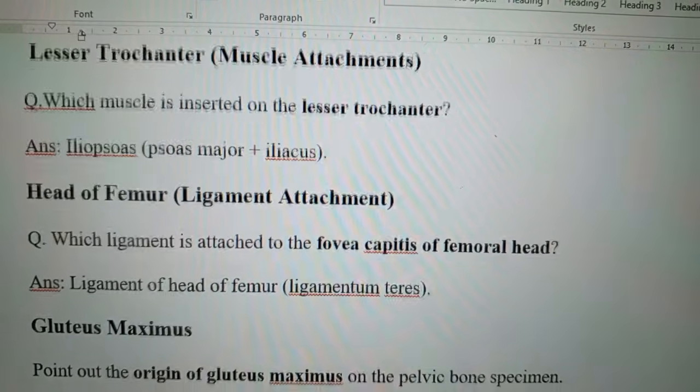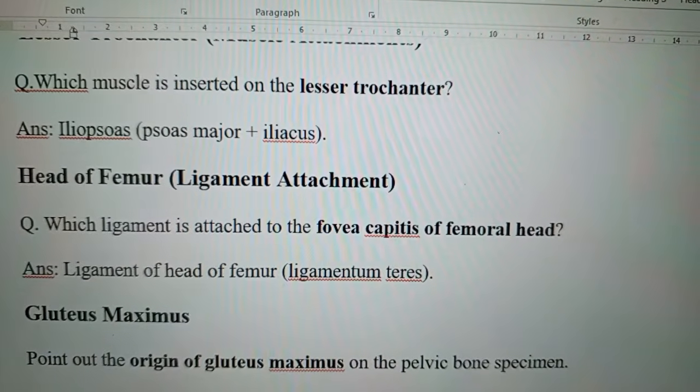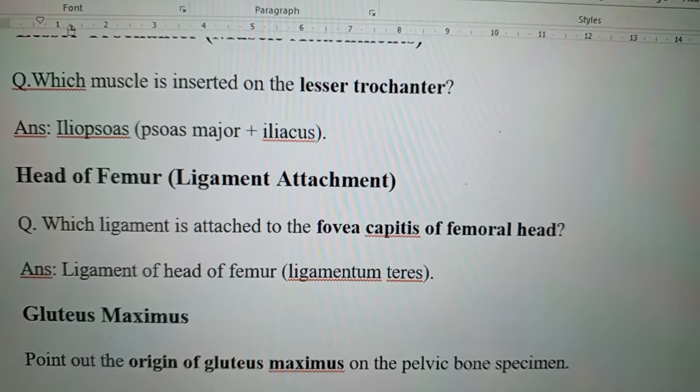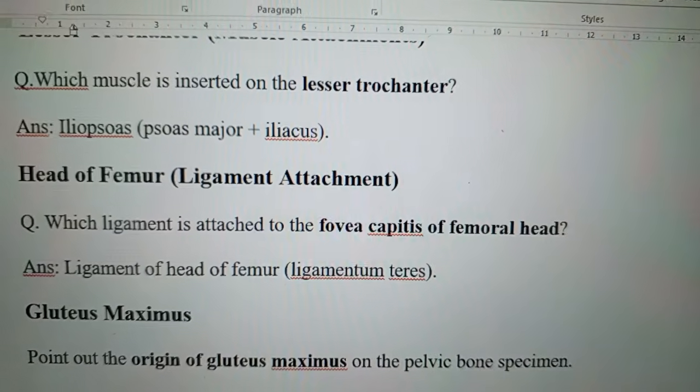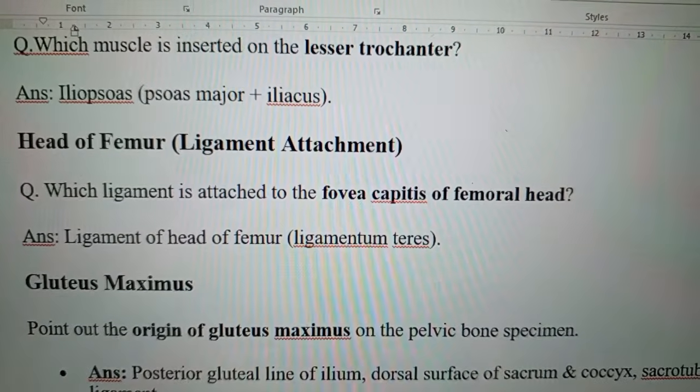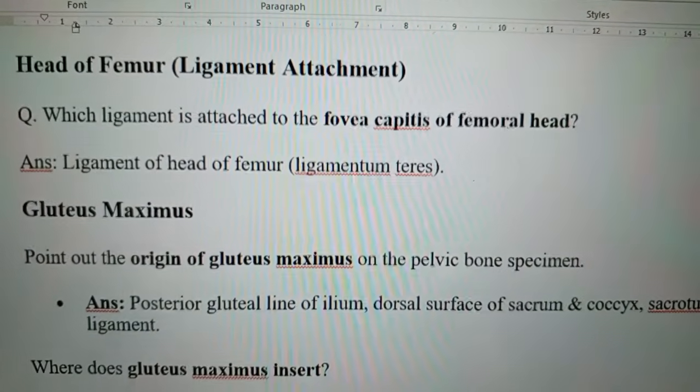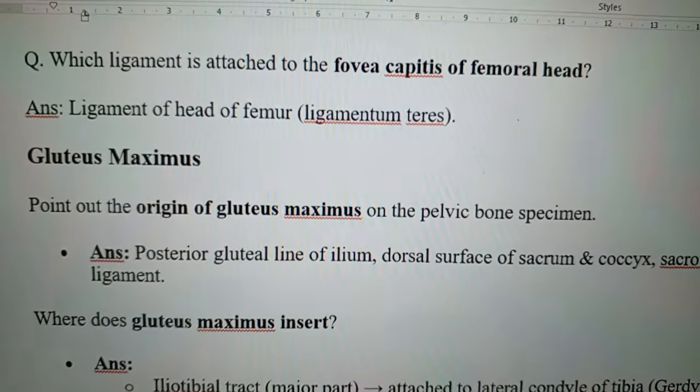On the head of the femur, at the fovea capitis, which ligament is attached? The ligament of the head of the femur, also known as ligamentum teres.